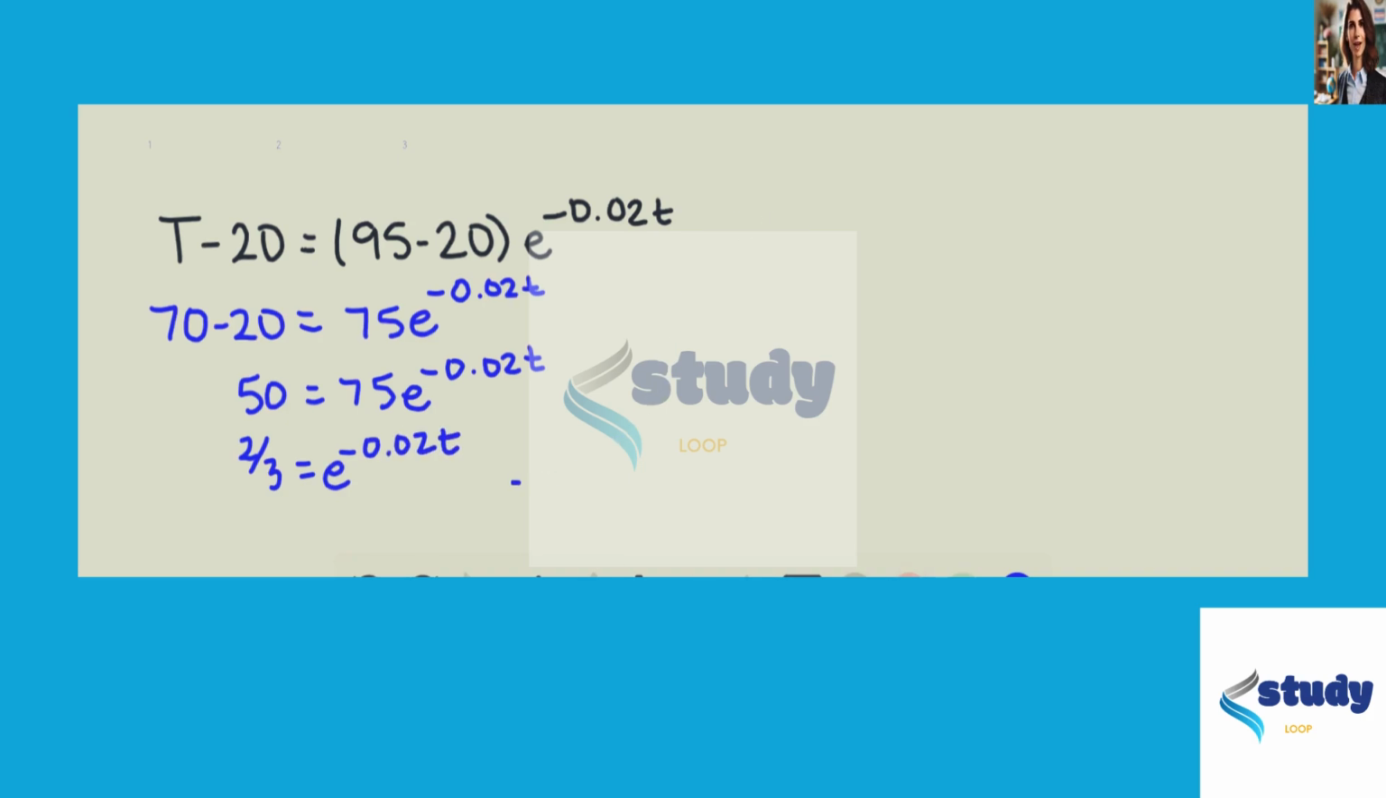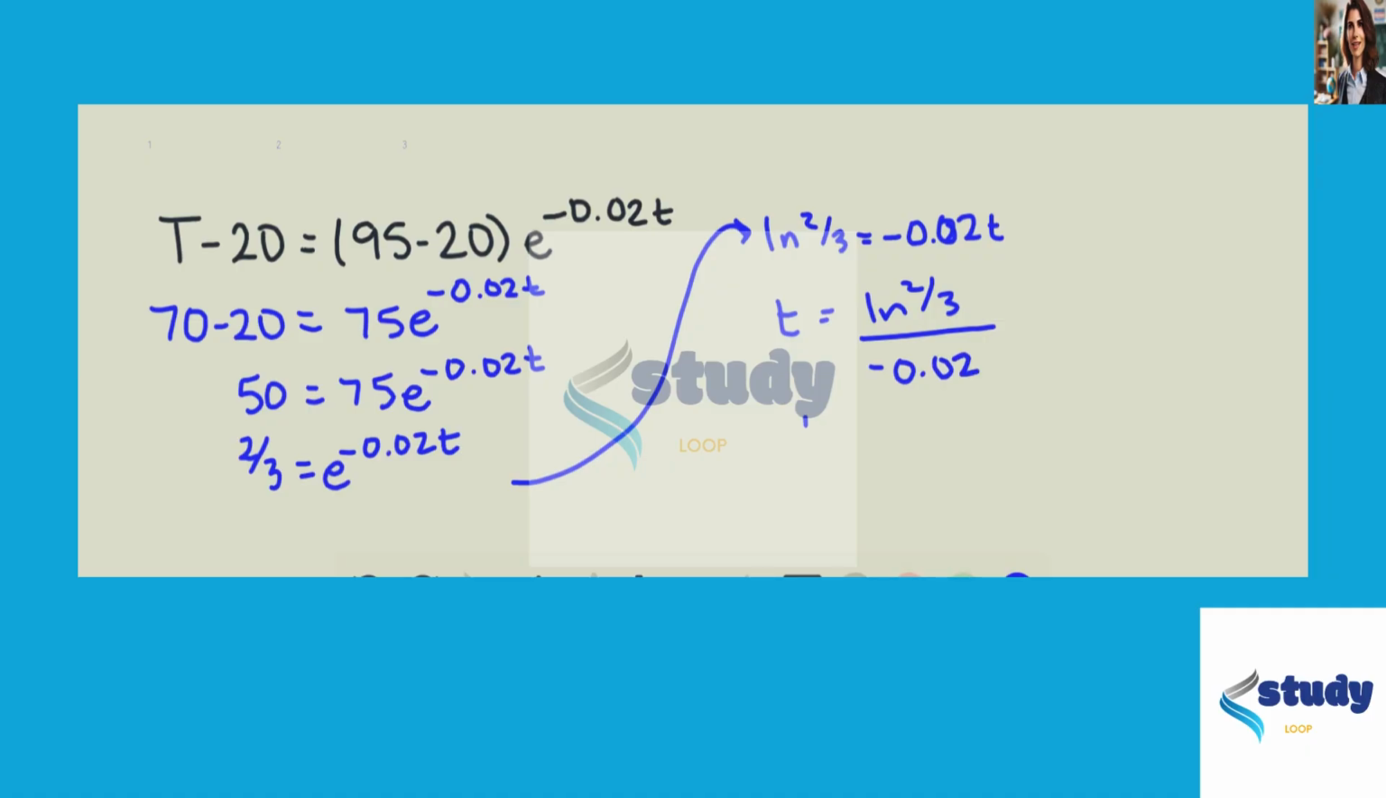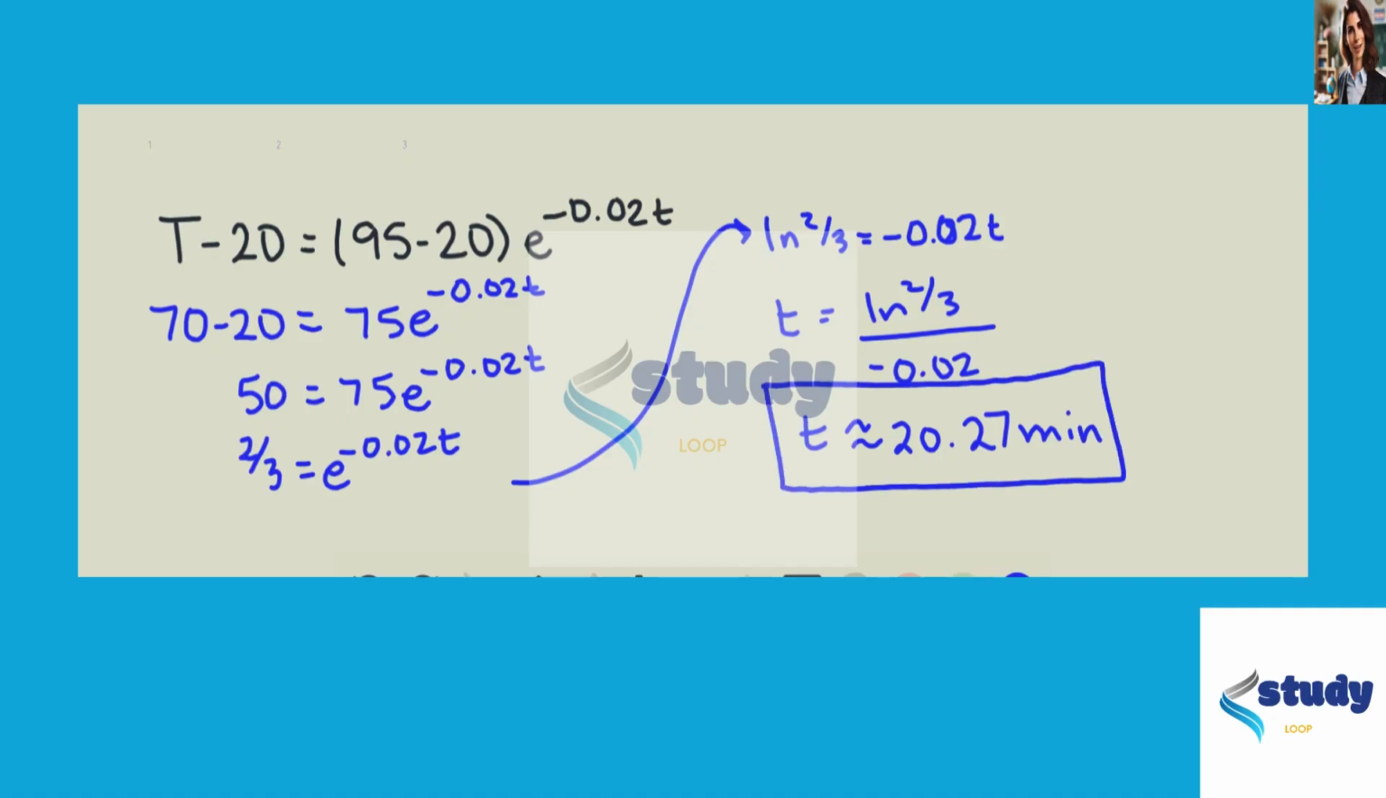Then we're going to take the natural log of both sides. So we have the natural log of 2/3 equals -0.02 times t. And then we'll divide both sides of the equation by -0.02. Let's approximate this with our calculators, and we get approximately 20.27 minutes. That's the amount of time it would take for the coffee to go from its original 95-degree temperature down to 70 degrees.